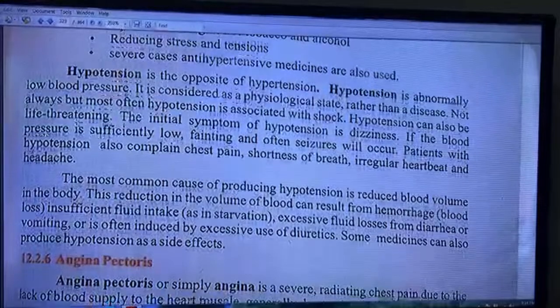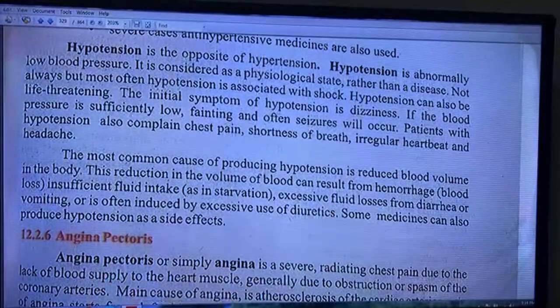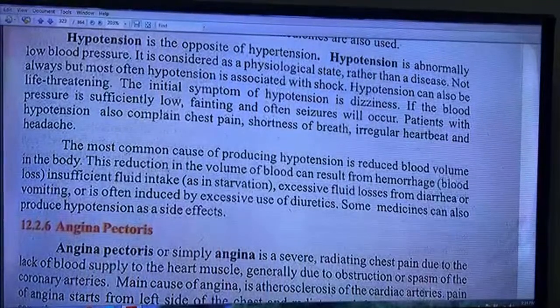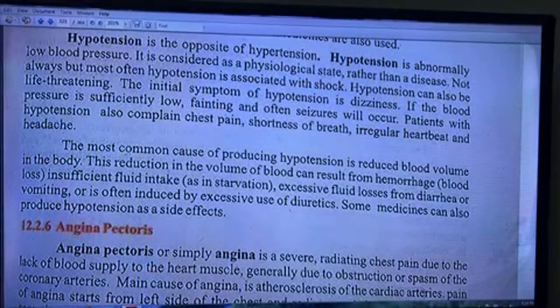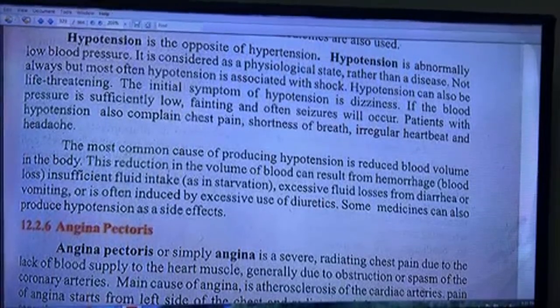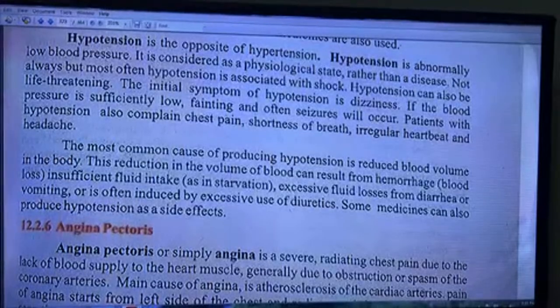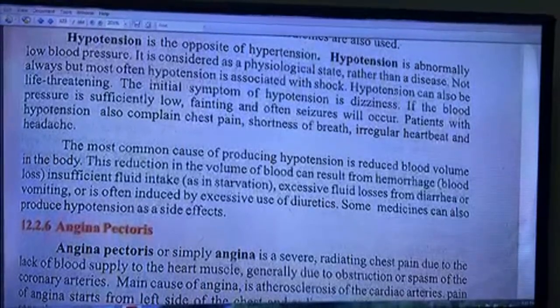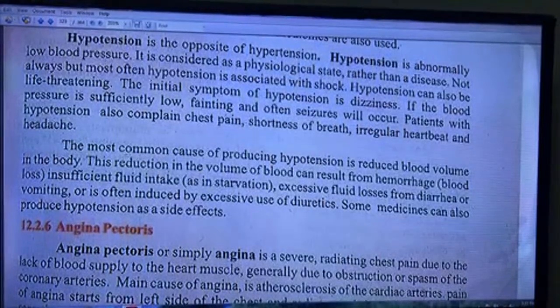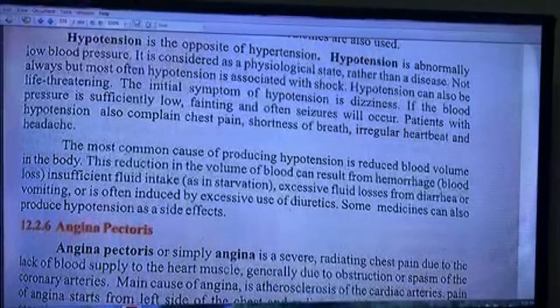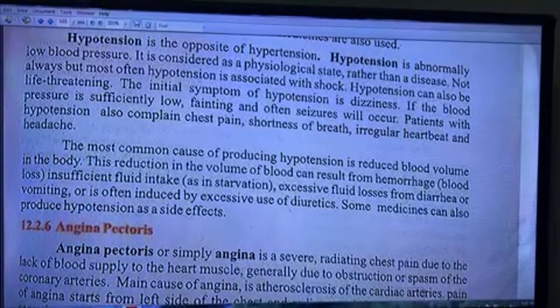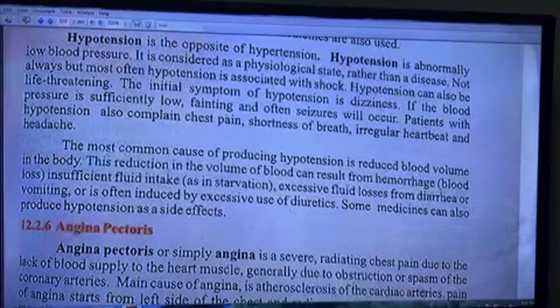Hypotension. Hypotension is the opposite of hypertension. Hypotension is abnormally low blood pressure. It is considered a physiological state rather than a disease. Not always, but most often, hypotension is associated with shock. Hypotension can also be life-threatening. The initial symptom of hypotension is dizziness. If the blood pressure is sufficiently low, fainting and often seizures will occur. Patients with hypotension also complain of chest pain, shortness of breath, irregular heartbeat, and headache.